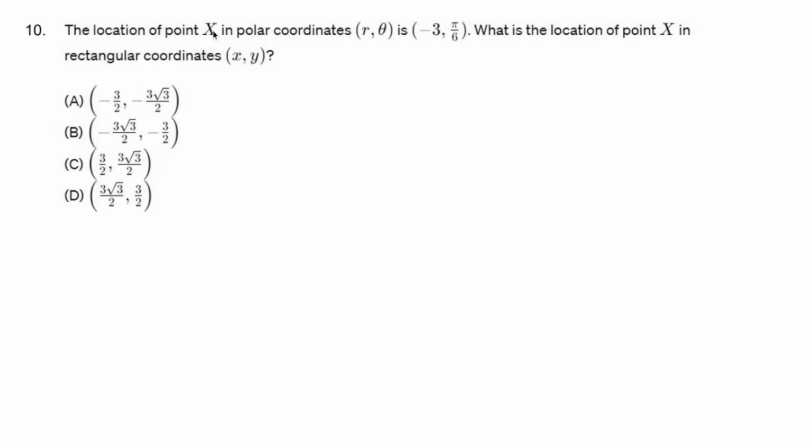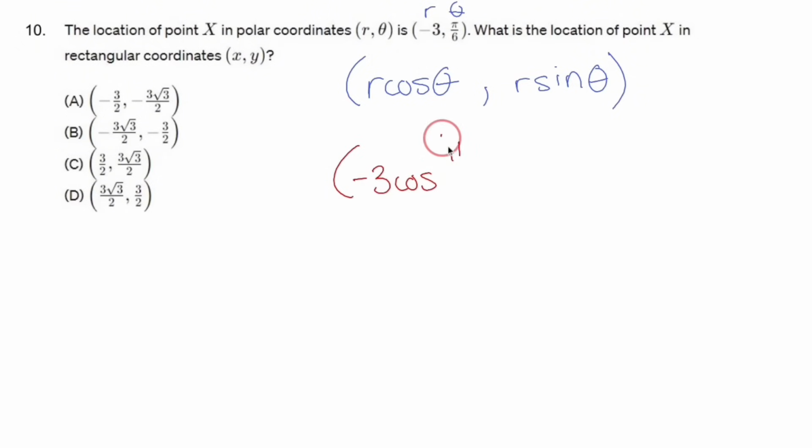The location of point X in polar coordinates r theta is -3, pi over 6. What is the location of point X in rectangular coordinates x, y? You know very well that rectangular coordinates, if viewed from a trigonometric point of view, is going to be r cos theta, r sine theta. Well, you're my r, and you're my theta. So let's do some simplifying, shall we? You're going to be -3 cosine pi over 6, and you're going to be -3 sine pi over 6.